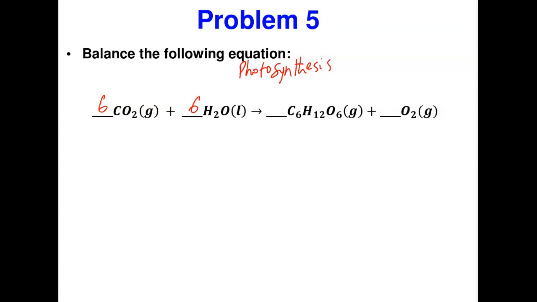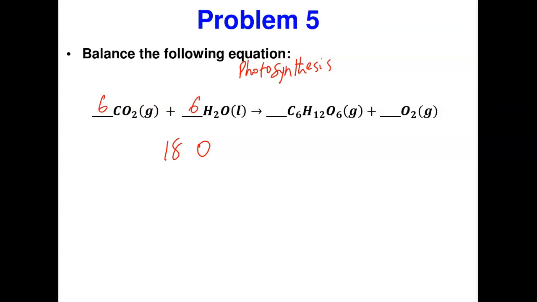Now I go to my oxygen. Remember, oxygen is last. Let's count. There is 6 oxygen here. 6. Okay, let's start from here. 6 times 2 is 12. 12 plus 6, 18 oxygen. So there is 18 oxygen here. If we go to this side, we have 2 oxygen only on this side and 6 on this side. The one that usually gives a problem is the one staying alone. So we can easily balance this.